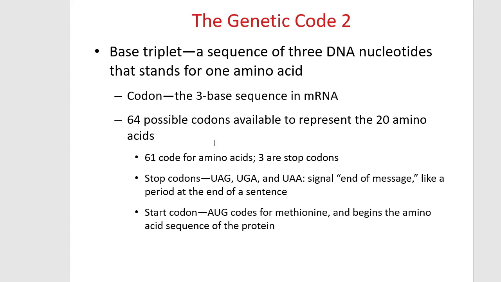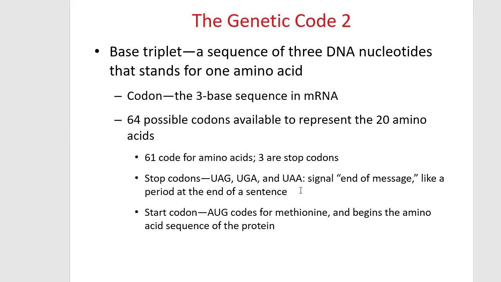But I only require you to know 3, which are the stop codons, and 1 start codon. So there's only 1 start codon. The way I remember that is all school starts in August. So the start codon is AUG. Stop codons: UAG, UGA, and UAA.